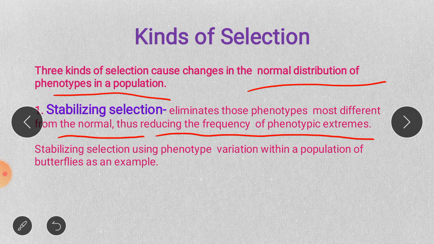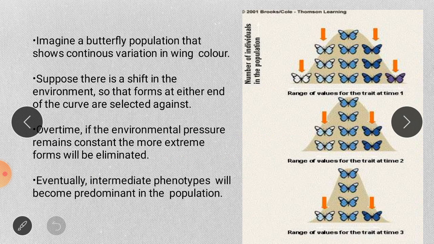So we are taking one example here, a butterfly population which has phenotype variation. You can see here initially we have 5 types of butterfly wing color.